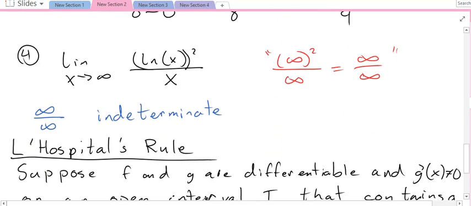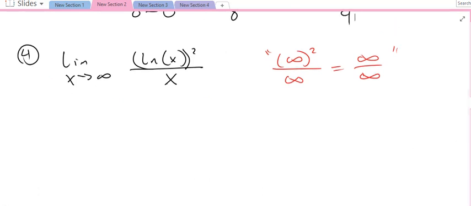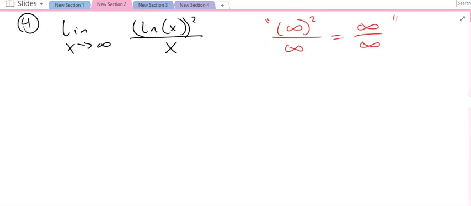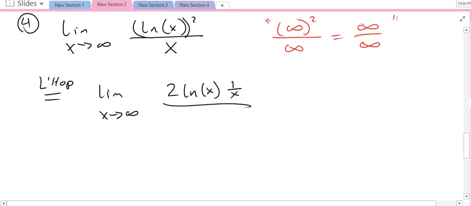Now for the one that we have not done yet along these lines, again, it's indeterminate in this case because we have infinity over infinity, so we're going to use L'Hopital's rule. So we'll take the derivative of the top, in which case we will need to use the chain rule. So we have 2 times the ln of x, and then we take the derivative of the inside, we get 1 over x. And then when we take the derivative of the bottom, we just get 1.